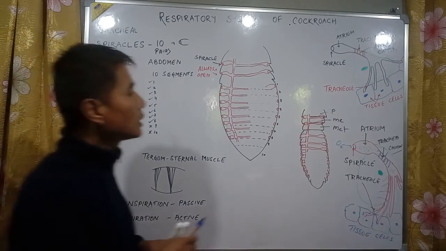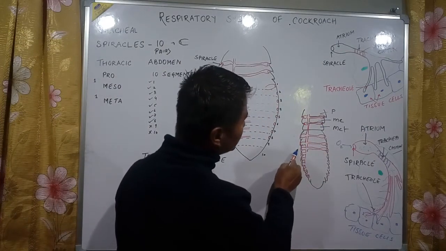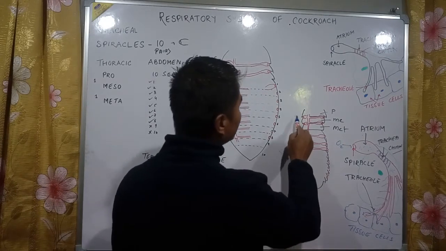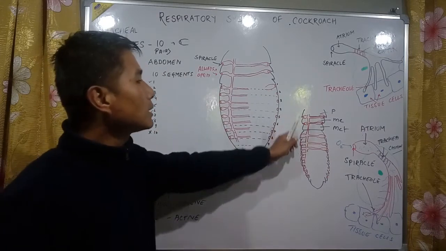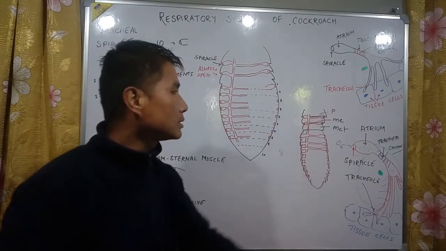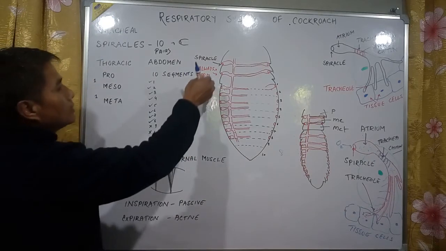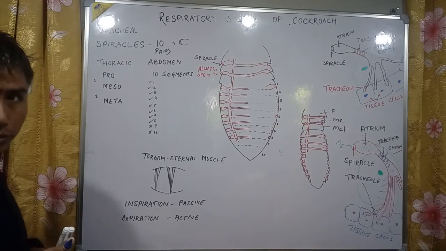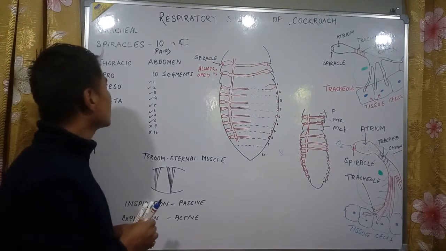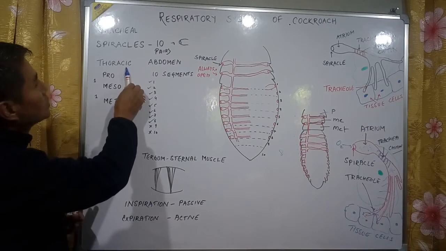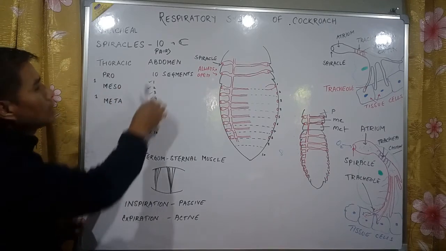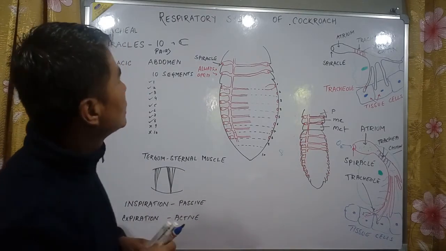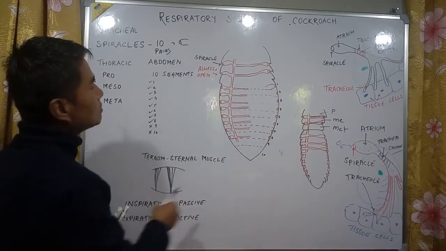So that means there are 1, 2, 3, 4, 5, 6, 7, 8. So there are 8 spiracles here. There are 2 spiracles here. Total 10 spiracles are present on one side. 10 spiracles are present on the other side. And then this is the tracheal or the respiratory system of cockroach. So dear students, kindly go through it. I hope you understood. This is the pro, meso and meta, and then the 10 segments, the 9th and the 10th segment they do not have, and only the tracheal system is important.